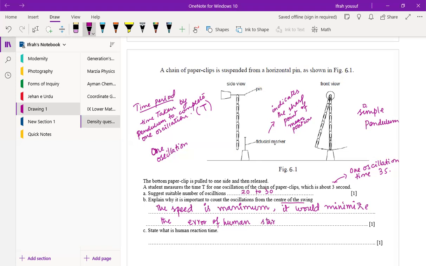Start or stop the stopwatch, right? Because you are going to start the stopwatch when you start counting the oscillation. So it would be easy for you to start counting from the center, because the speed is maximum. When the speed is maximum, there would be very little chance of error in counting the oscillations.